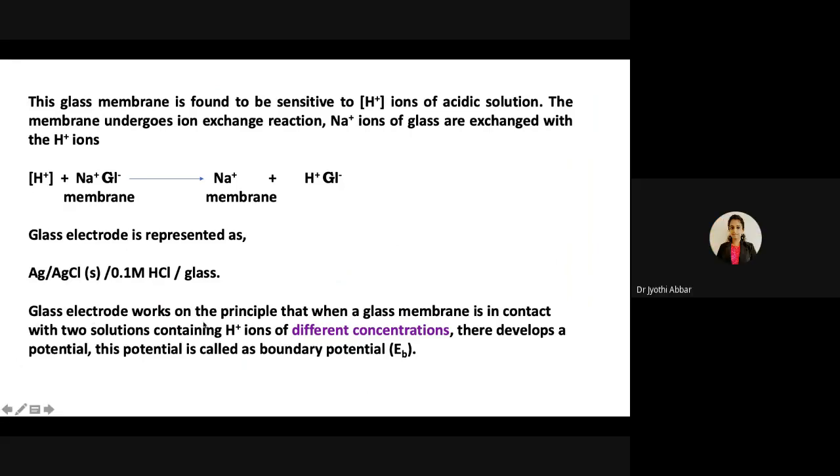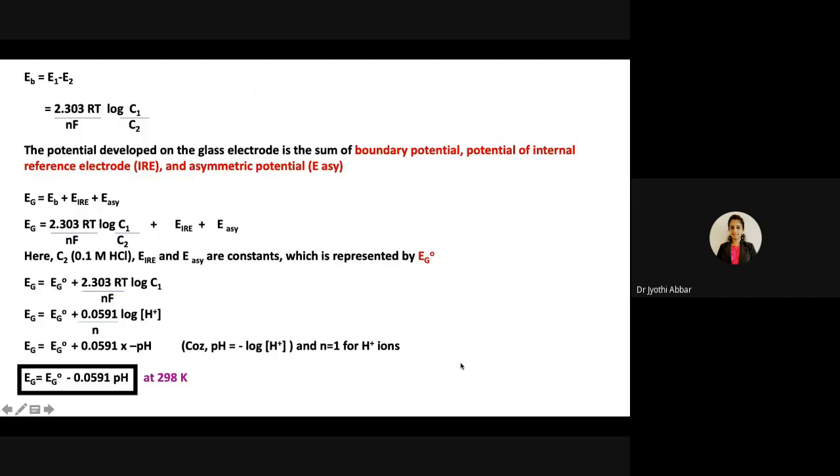Okay, so the same thing I have written here. The glass electrode works on the principle that when a glass membrane is in contact with two solutions containing H plus ions of different concentrations, there develops a potential. So this potential is called the boundary potential. And boundary potential is represented as what? E1 minus E2. So now let us start the derivation.